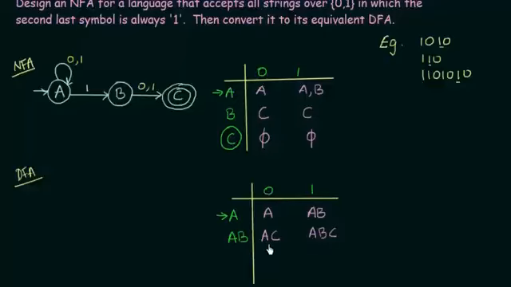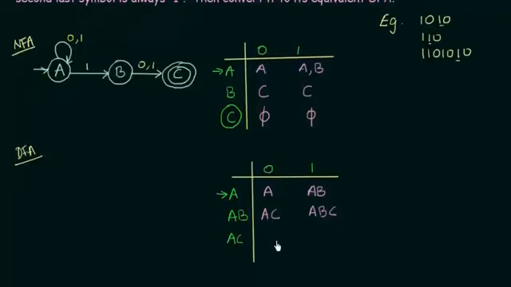AC and ABC. So let us write about state AC first. AC on getting input 0, where does it go? I have to come to this table and perform the union operations of A and C. So on getting input 0, the union operation of A and phi, which is A itself. And on getting input 1, union operation of A, B and phi. So it is AB. Okay. Now we have finished, and from here we see that the next states reachable are A and AB. So I've already mentioned A and AB.